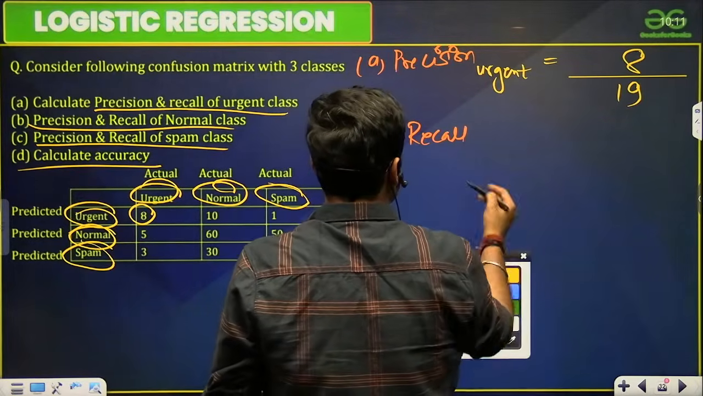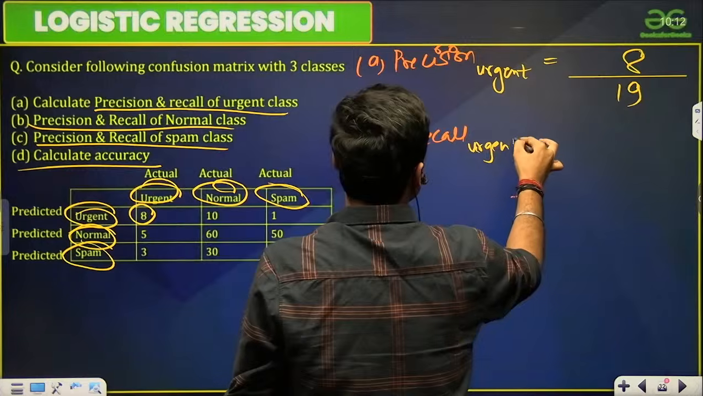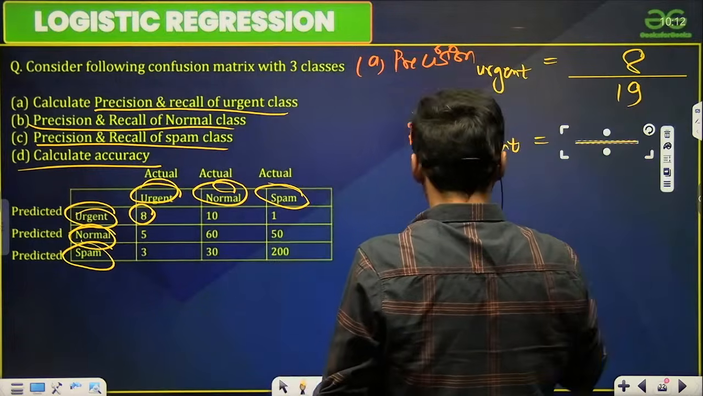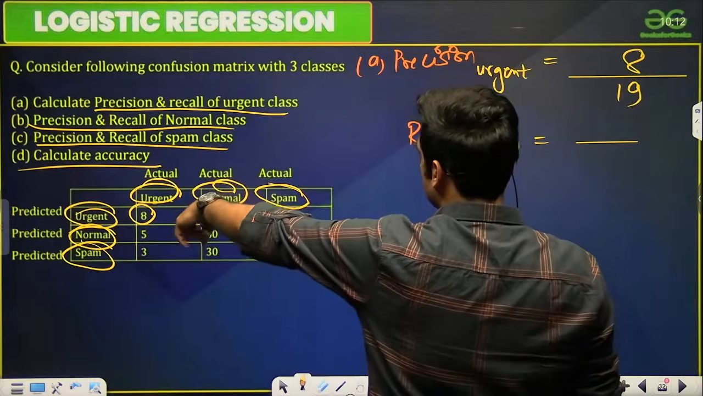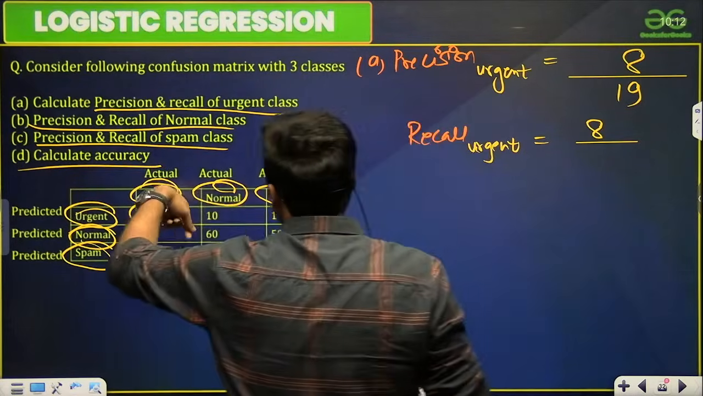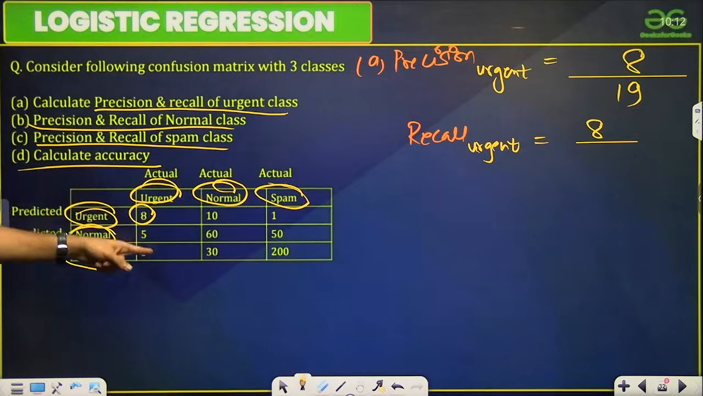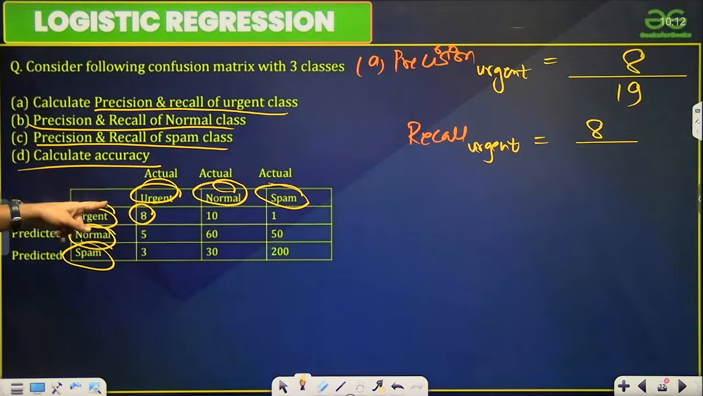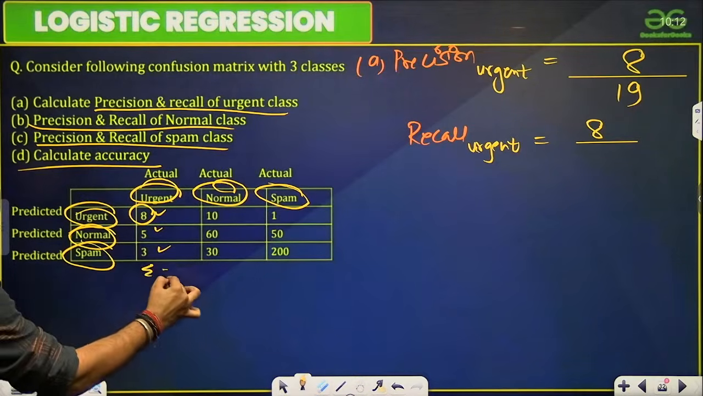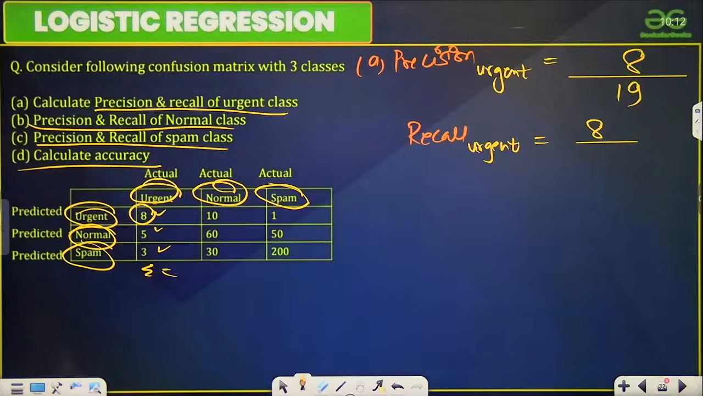Recall for class urgent, what is it? Recall is the true positives, that is 8, over the total number of samples with actual class label urgent. Those are 8 plus 5 plus 3. I hope you are getting this. So this summation is 8 plus 5, 13, plus 3, 16.